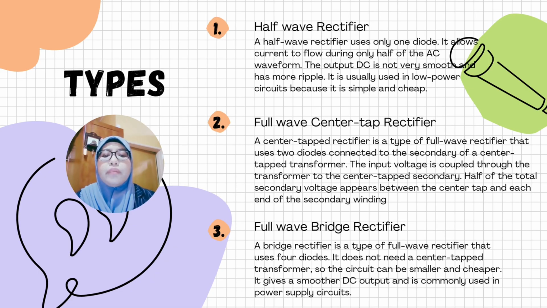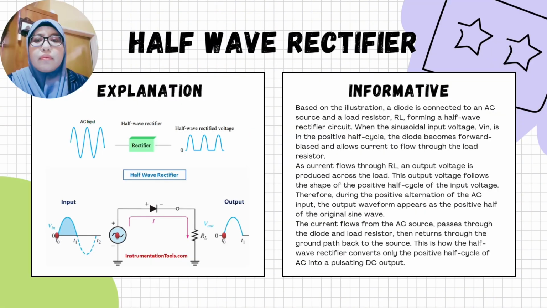The full-wave bridge rectifier uses 4 diodes. It does not need a center tap transformer, so the circuit can be smaller and cheaper. It gives a smooth DC output and is commonly used in power supply circuits.